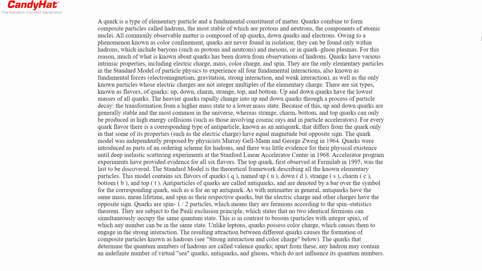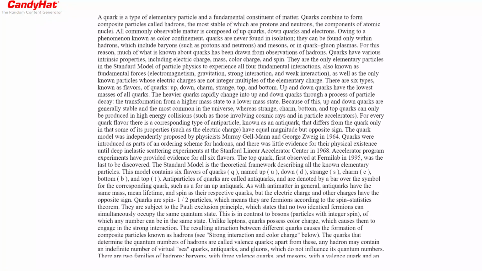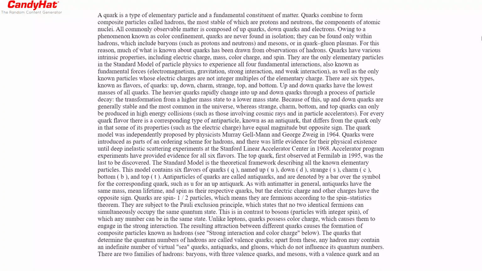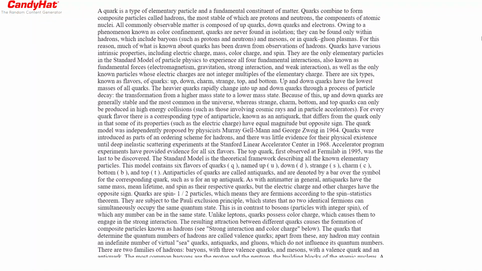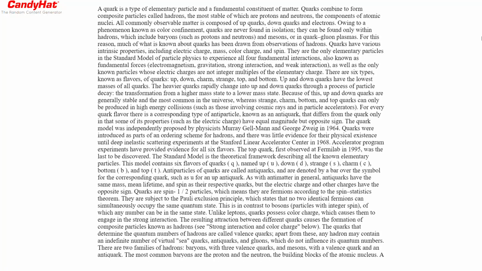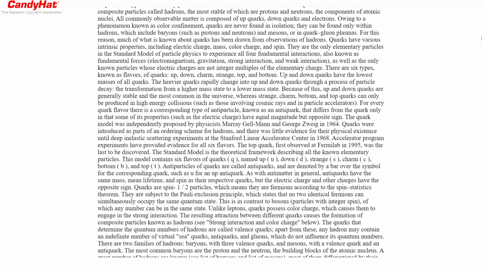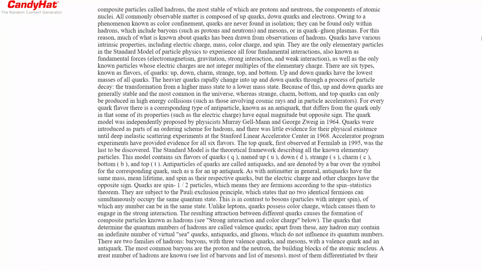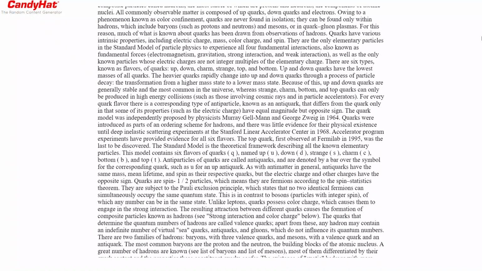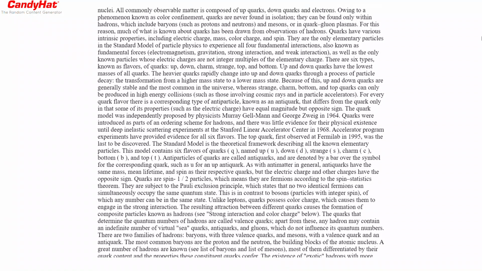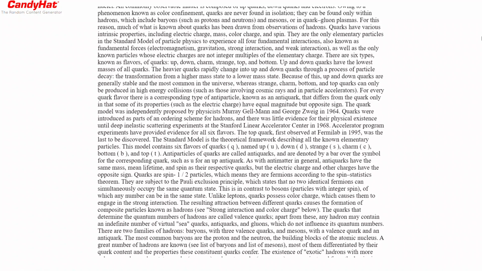The quarks that determine the quantum numbers of hadrons are called valence quarks. Apart from these, any hadron may contain an indefinite number of virtual quarks, antiquarks, and gluons, which do not influence its quantum numbers. There are 2 families of hadrons: baryons, with 3 valence quarks, and mesons, with a valence quark and an antiquark. The most common baryons are the proton and the neutron, the building blocks of the atomic nucleus. A great number of hadrons are known.